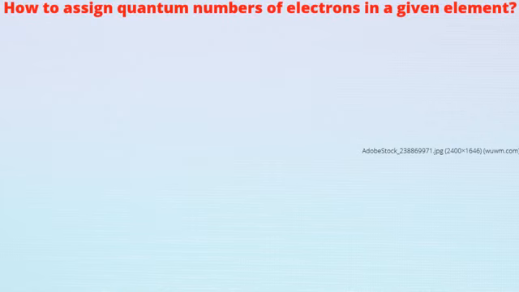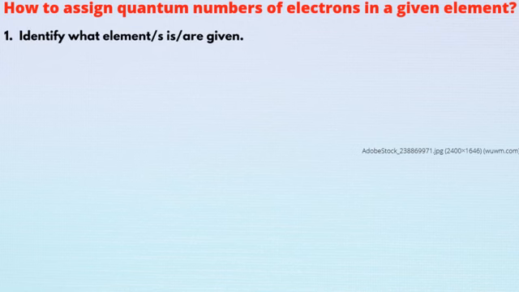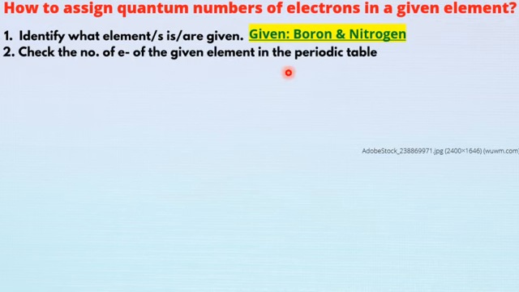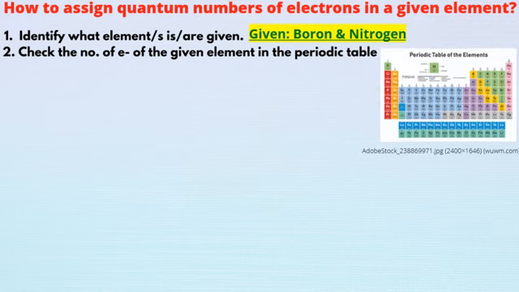Next in line, let us see now how to apply the quantum numbers on the given element. And this is the highlight of our lesson today, how to assign quantum numbers of electrons in a given element. There are certain steps to follow. The first one is to identify what element or elements are given. For instance, we have boron and nitrogen as the given. So what will be the second thing to do? Step 2 is to check the number of electrons of the given element in the periodic table. So the periodic table will be an important tool for you to arrive at the correct answer in the exercise that we are going to have later.